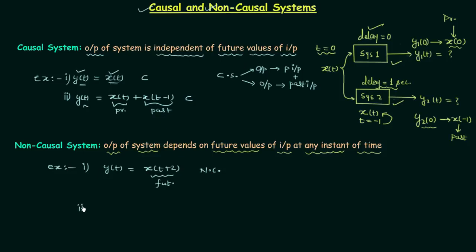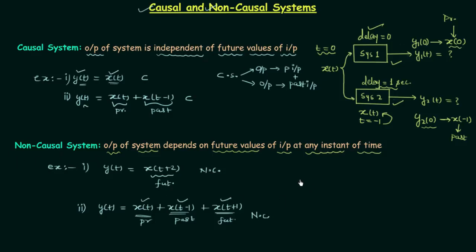Let's take the second example. In this example, y(t) is equal to x(t) + x(t-1) + x(t+1). This input here is the present value of input. This input here is the past value of input, and this one here is the future value of input. So the output y(t) is dependent on the present, past as well as future value of input. Therefore, the system is non-causal in nature. So this is all for non-causal system.